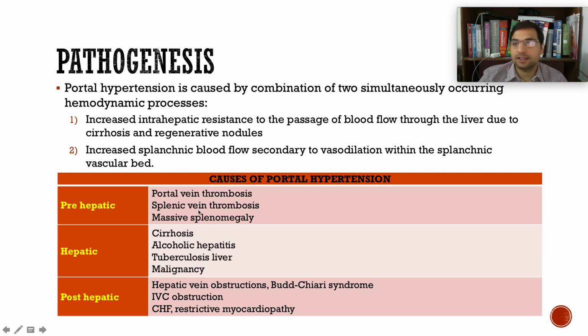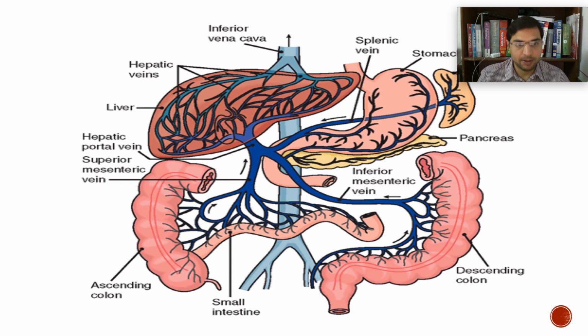So what is the pathogenesis? Increased intrahepatic resistance to the passage of blood flow through the liver due to cirrhosis, right? Or it could be due to increased splanchnic blood flow secondary to vasodilation. So what will happen? This splanchnic blood flow, the blood flow through the inferior mesenteric artery, or through the splenic vein, or the gastric vein, or the superior mesenteric vein, these vessels may dilate because of the hepatocytic injury.